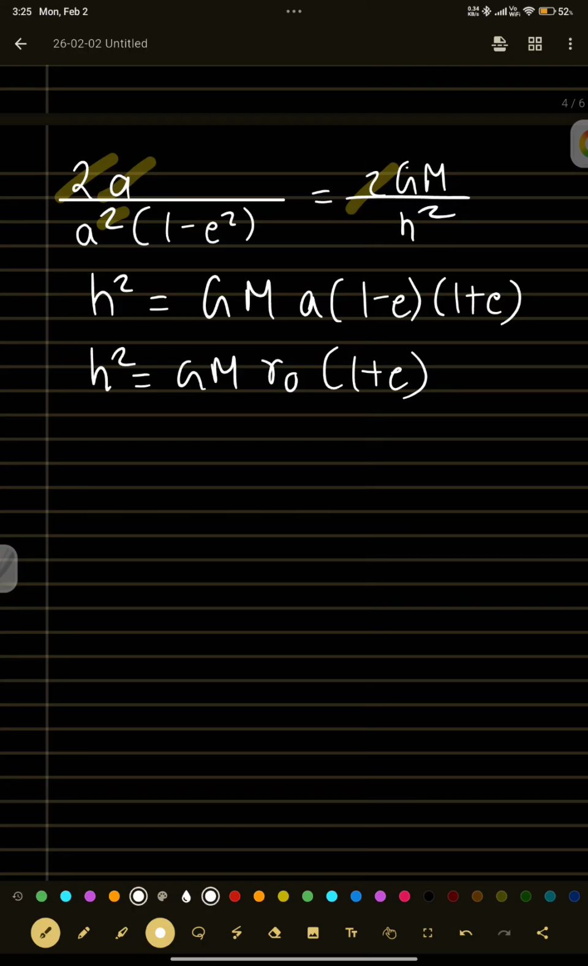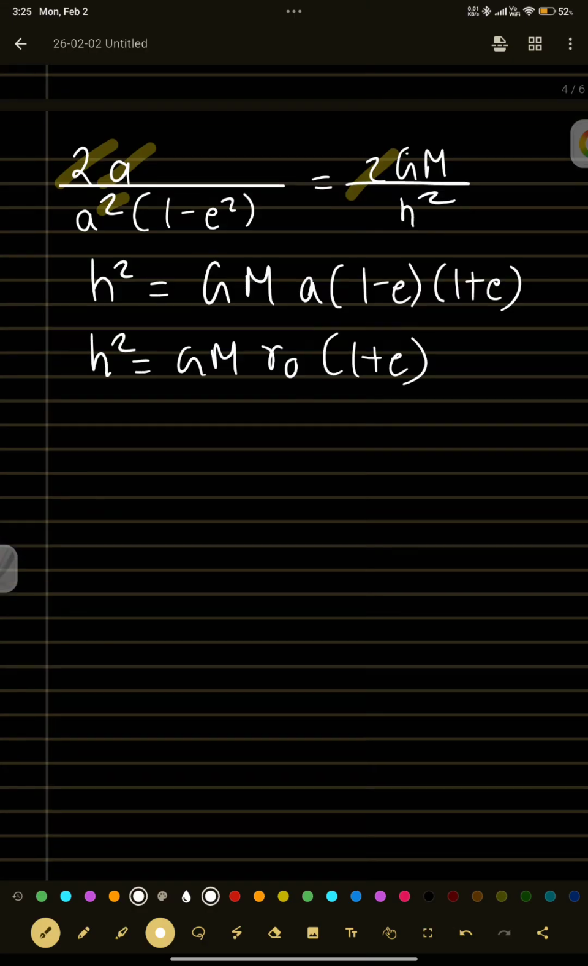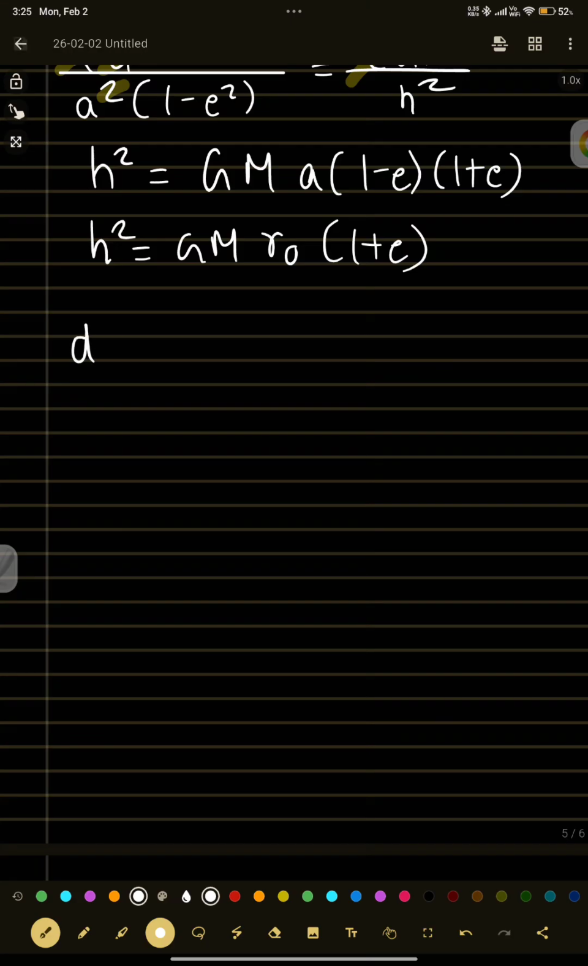Among all these expressions, is there any expression which you feel will be helpful? Yes, please speak up. Kepler's third law, very good. So dA by dt is h by 2 for the time period.